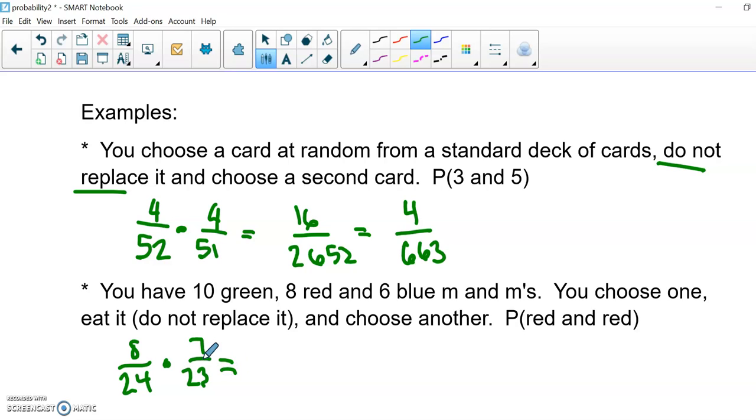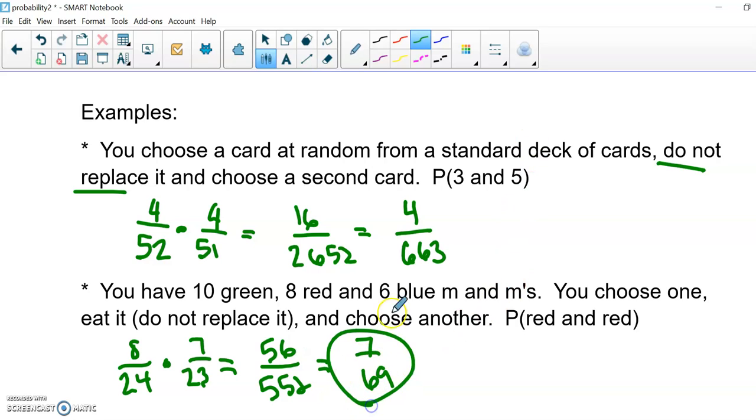You multiply them together. So we have 7 times 8 is 56, 24 times 23 is 552. And let's see if we can reduce that. 56 over 552 is going to reduce to 7 over 69.